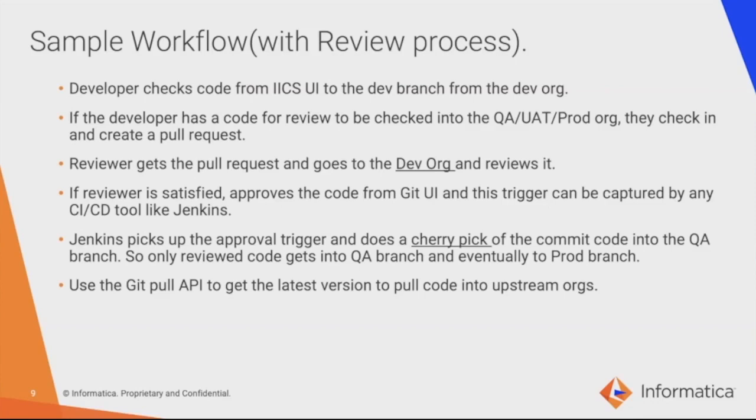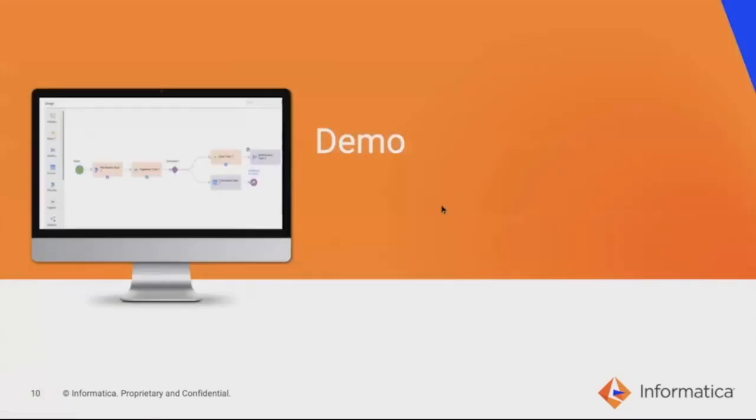So this is a sample workflow that you could try out in your org if you have a review process in place. If you don't have a review process in place, it's pretty much the same thing, except that there's no pull request or approval notification in between. It's just directly cherry picked into your QA org and your production org. So your CI/CD tool will take care of that.